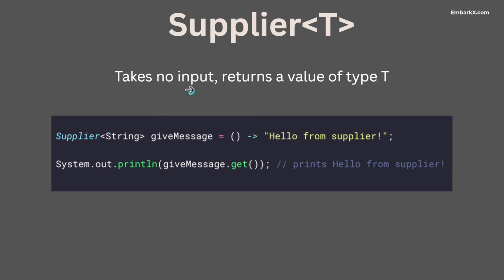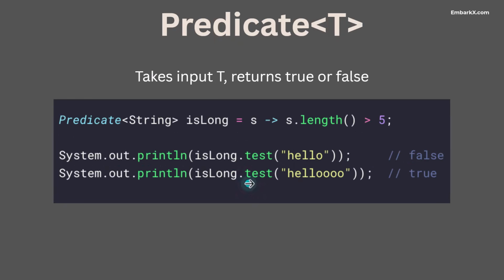Then you have Supplier. Supplier takes no inputs, but returns a value of type T. You can create a Supplier this way: Supplier<String> giveMessage, and it will return this "hello from supplier". You can see giveMessage.get is how you use it. This is Supplier for you. It will just supply you with a value. Then you have Predicate.